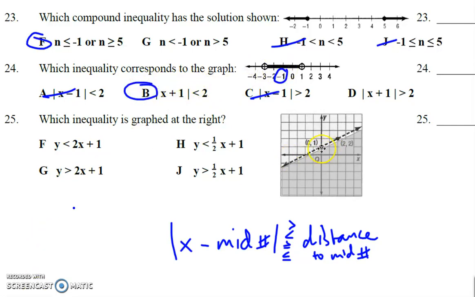And here the y-intercept is 1, the slope is up 1 over 2, and it's less than y, so it is H.